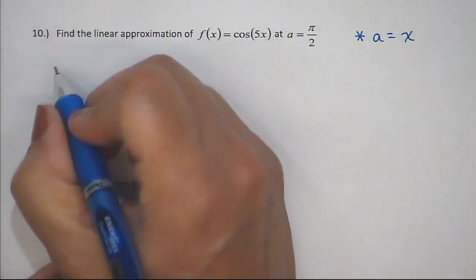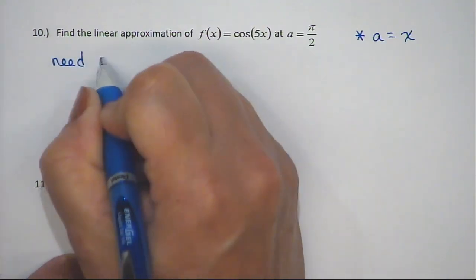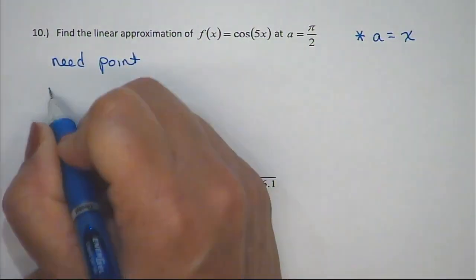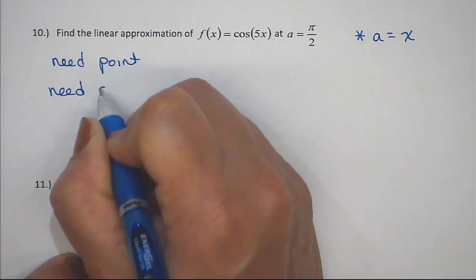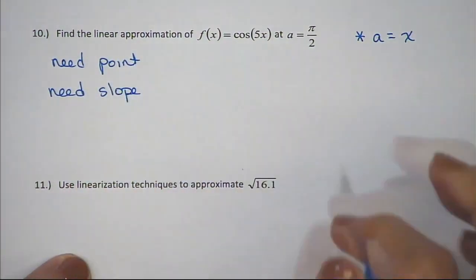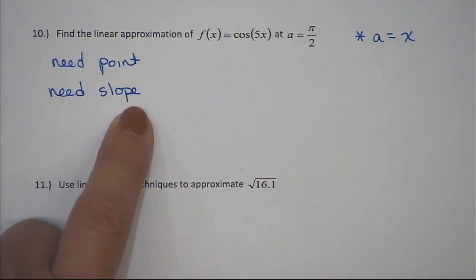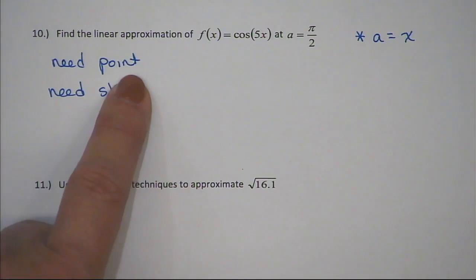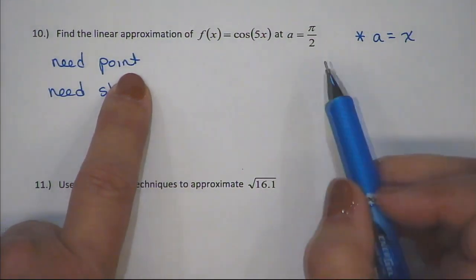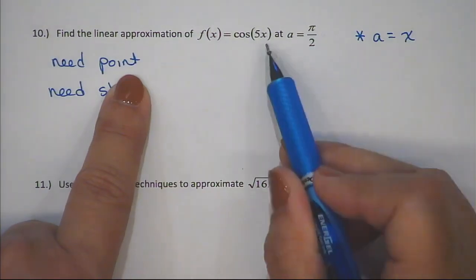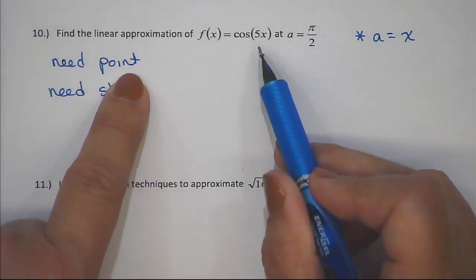All right, so remember, we need the point and we need the slope. To write any equation of the line, those are the two things that we need. We need an ordered pair, we need the slope. So as I've always been doing, we're going to find the point first. So we're going to plug this number into the original function. That's how you find the y value.